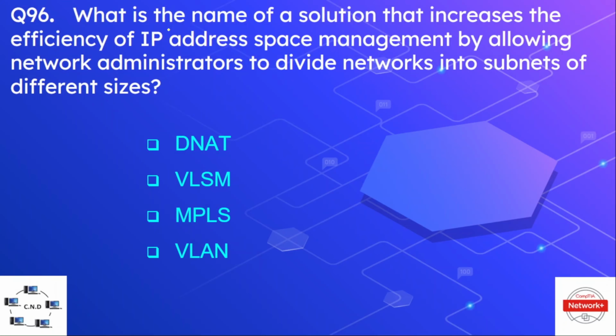Question number 96 is that what is the name of a solution that increases the efficiency of IP address space management by allowing network administrators to divide networks into subnets of different sizes? The options are DNet or destination net, VLSM or variable length subnet masking, MPLS, and VLAN. And the correct option is VLSM or variable length subnet masking.